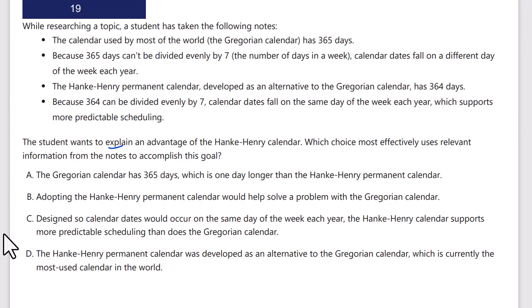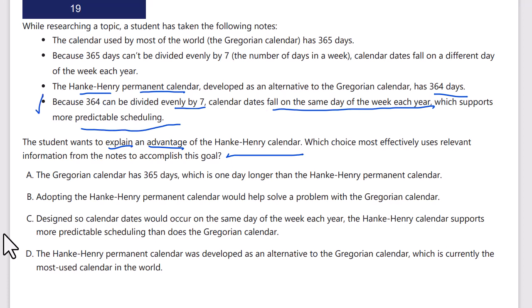Student wants to explain an advantage of the Hanke-Henry calendar. Okay. So the calendar used by most of the world, the Gregorian calendar, is 365 days. Because 365 can't be divided evenly by 7, the number of days in a week, calendar dates fall on a different day of the week each year. A Hanke-Henry permanent calendar, developed as an alternative, has 364 days. Because 364 can be divided evenly, calendar dates fall on the same day of the week each year, which supports more predictable scheduling. So that's the benefit.